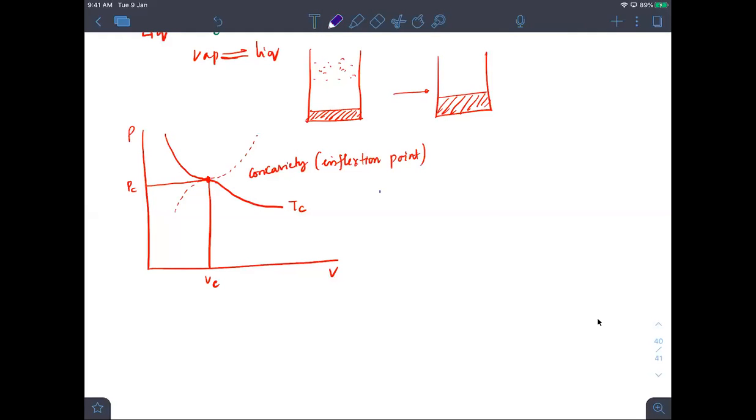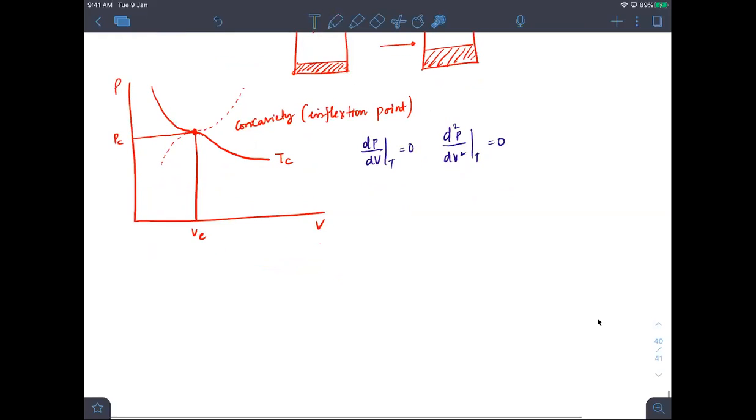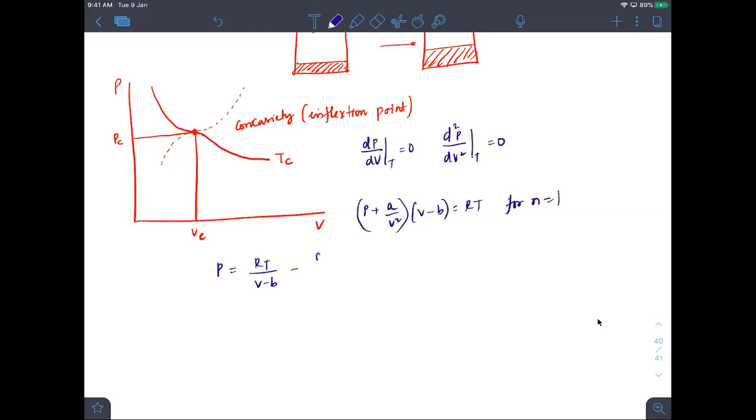At the inflection point, what you'll observe is that the first derivative is 0, as well as the second derivative of that function is 0. Got it? So we can use these 2 conditions and try to calculate exactly what PC, TC and VC are. We know that (P plus A by V square) into (V minus B) is equal to RT, which is the equation for n equal to 1 for a real gas. So I can write pressure in terms of RT by V minus B minus A by V square.